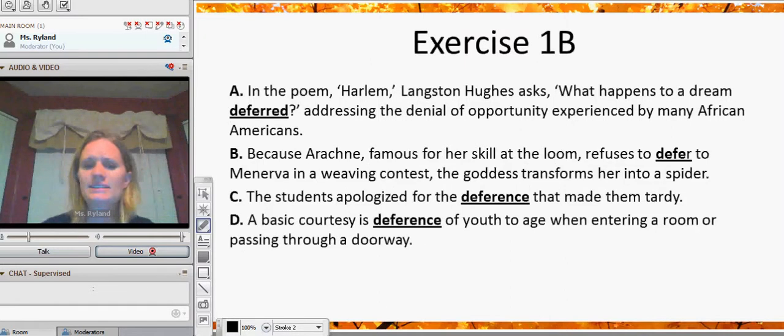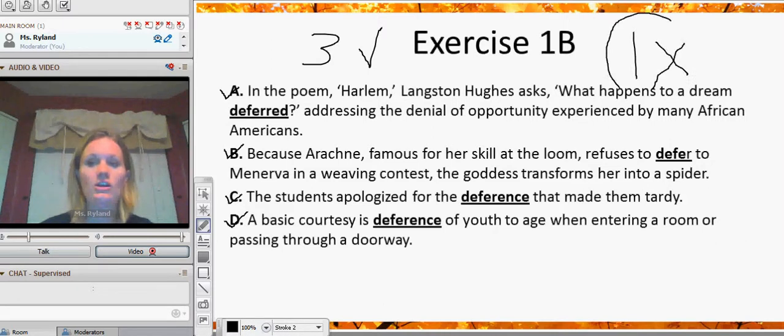Then this is kind of a tricky exercise. What they'll do is they'll give you 4 examples of the same word used. 3 are going to be correct and 1 is going to be wrong. Your job is to find the one that's wrong. This is helpful if you use the context clues. Look at the words around your vocabulary word to figure out what it means.